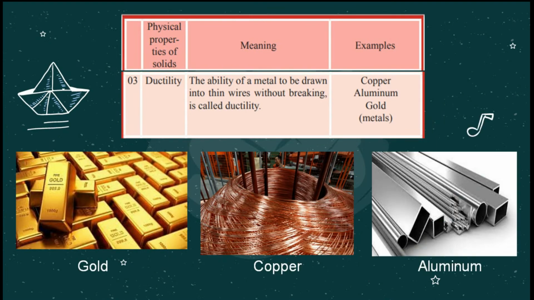Physical properties of solids: ductility, meaning the ability of a metal to be drawn into thin wires without breaking is called ductility. Example: copper, aluminium, gold. Inside the bracket, metals. As you can see in the picture, gold, copper, aluminium.